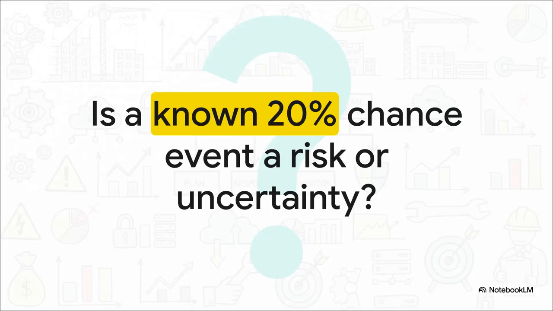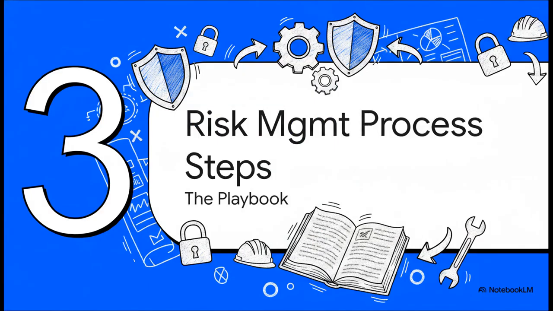Okay, let's test that right now with a rapid micro-quiz. If an engineering event has a known 20% chance of occurring and it can be minimized, is it a risk or an uncertainty? Got it in your head? The answer is a risk, because we have a specific probability, that 20%, and it can be actively minimized or controlled. Which brings us to section 3, risk management process steps, the playbook.